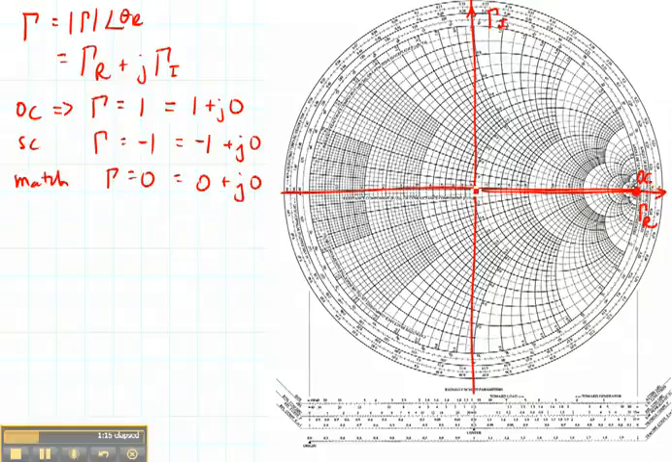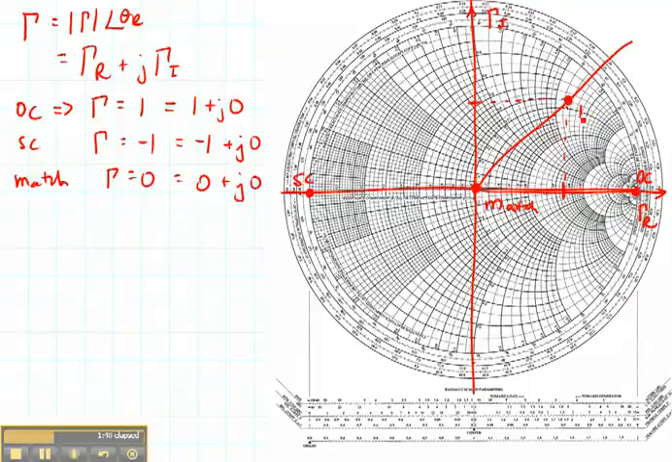Now when the real part is -1, we're right over here, same point that we were before. That's the short circuit case. If we want to look at the real part being 0 and the imaginary part being 0, that's right here at the center. That is matched. So let's go back and look at a few of our other cases. Let's suppose that we wanted to have a real part of a half, that's about right here, and an imaginary part of a half like this. That would give us a point going through right here.